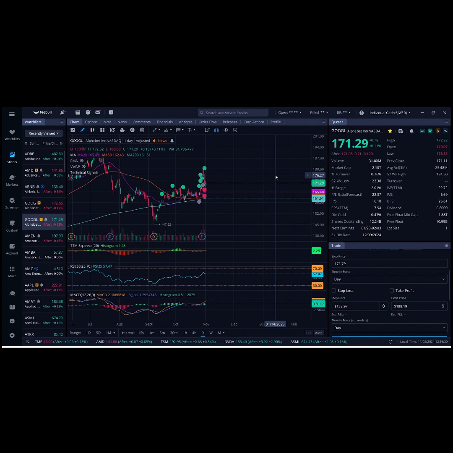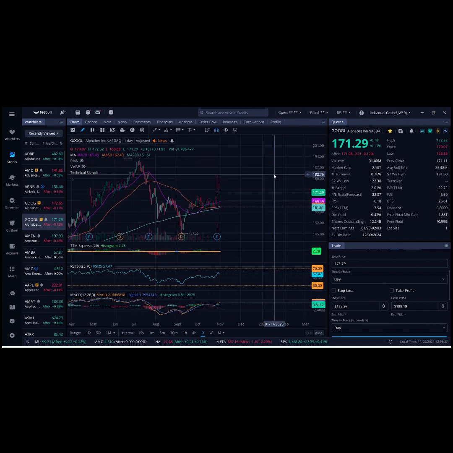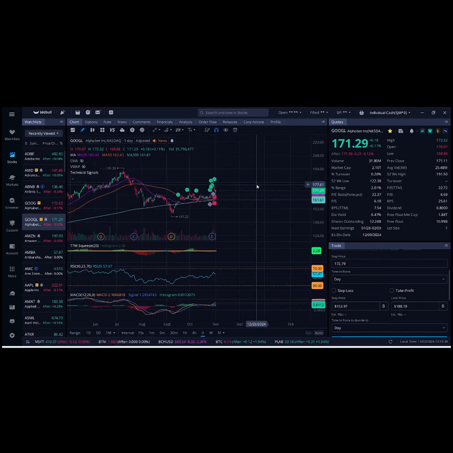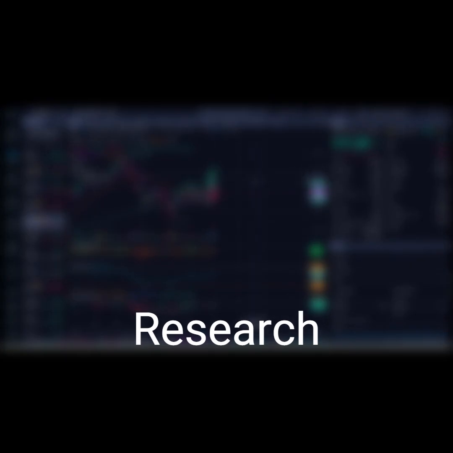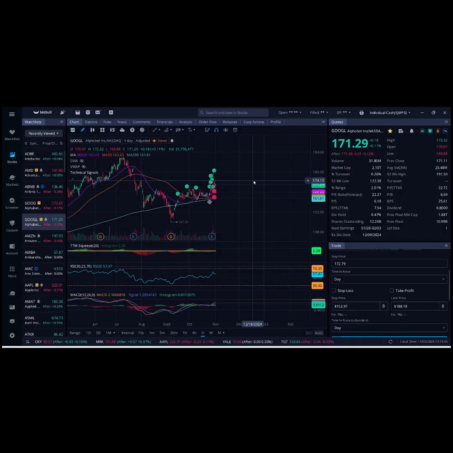Now with all this information, you're ready to jump into the brokers. First, what you need to do before investing in stock, you need to do your own research. You need to see if the company is good, how it is with the numbers, the total revenues. You need to do your own research so you're not risking your money at all.